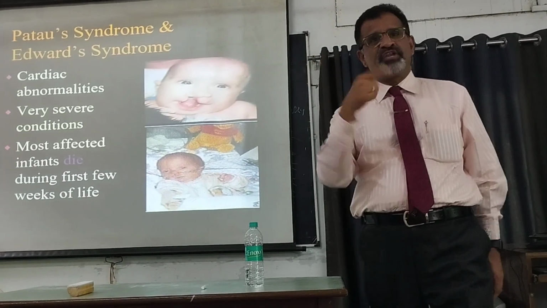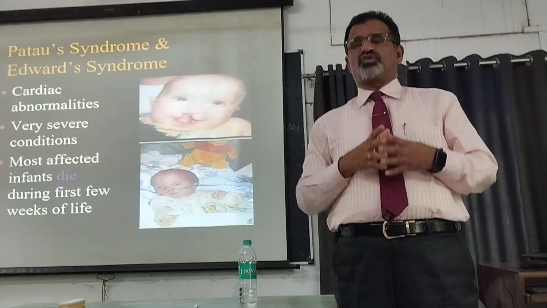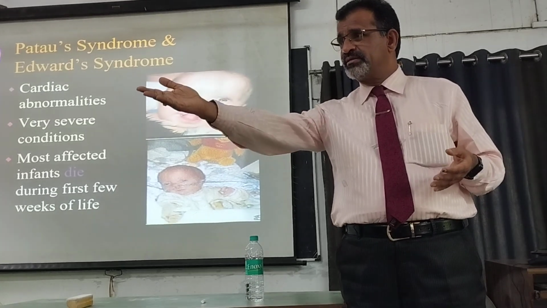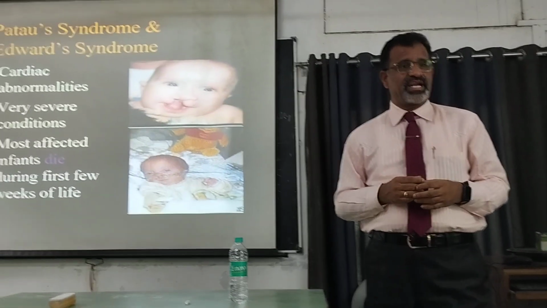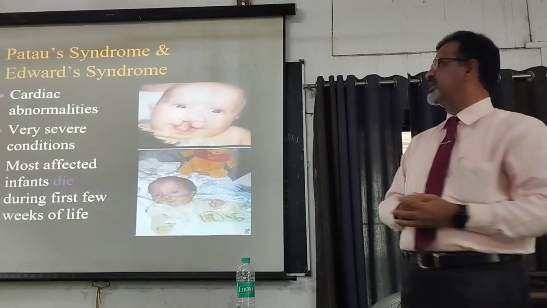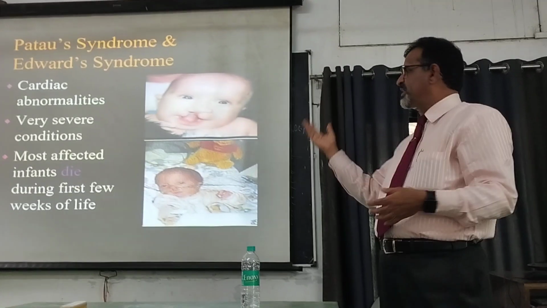Here in Patau syndrome, where do we get the excess? 13. And Edwards? 18. Altogether, how many autosomes are there? 22 pairs. So in Down syndrome, which pair is affected? 21. Here, in Patau syndrome, which pair is affected? 13th pair. In 13, instead of a pair, there are 3 autosomes. And in Edwards, which one is affected? 18. But what happens in these two? That we will understand through this slide.